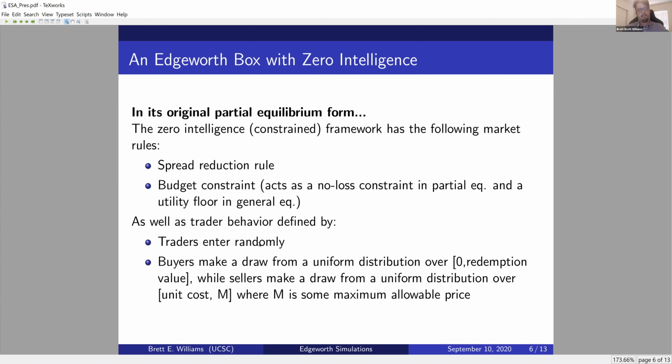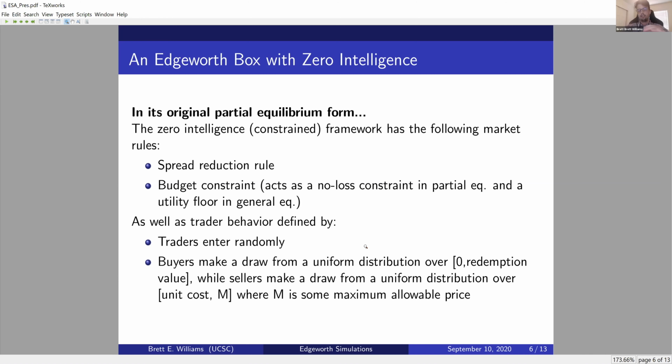The first level of intelligence that I'm going to try to take from partial to general equilibrium, which has been done a few times, this is just my take on it, is zero intelligence, but in an Edgeworth box. In its original partial equilibrium form, the zero intelligence framework has a spread reduction rule, which basically means you have to submit a bid that's better than the best current bid in the market, or an ask better than the best current ask, and that is the only bid or ask in the book.